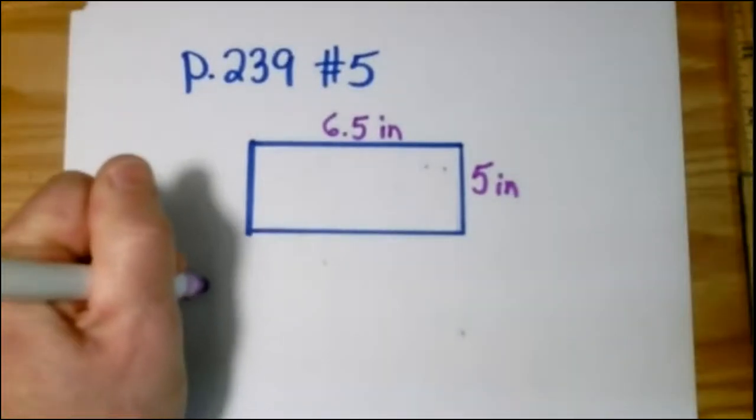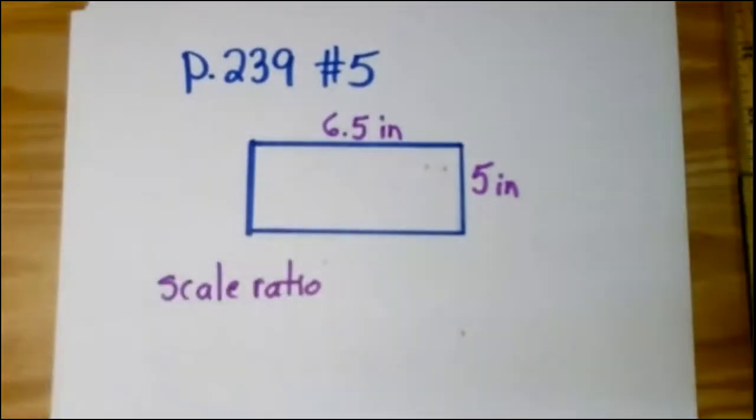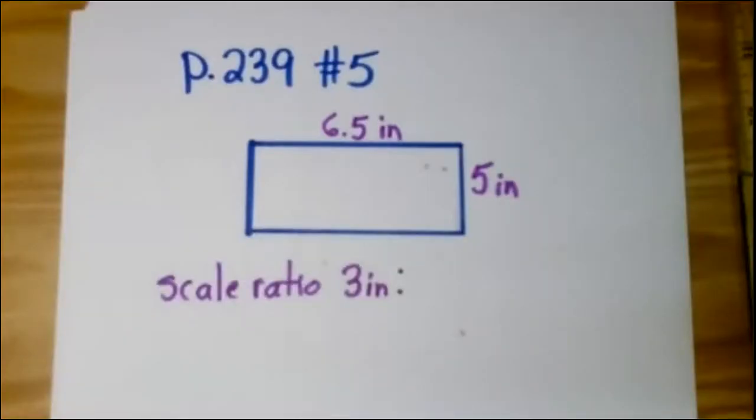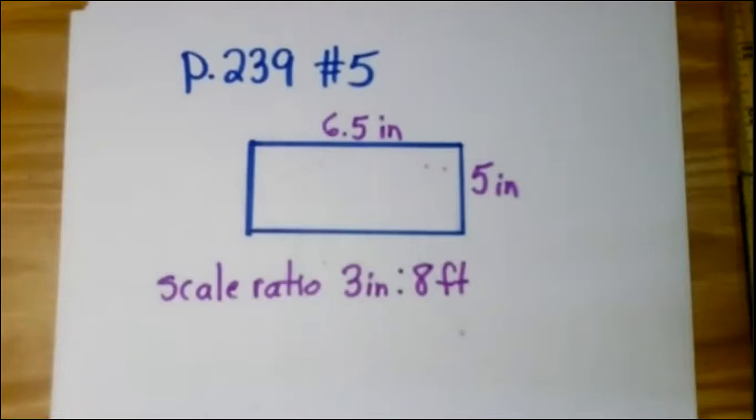So the scale ratio is 3 inches to 8 feet. And you really have to kind of look for that scale ratio. It's right below on the bottom of the drawing in your book. It's really small, so you have to just look for it.